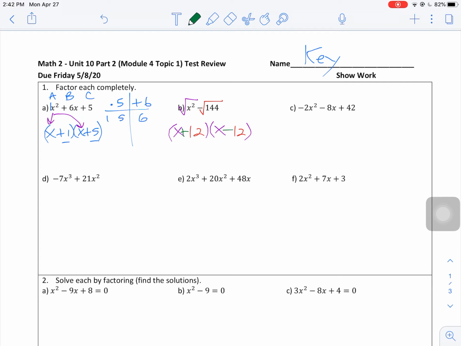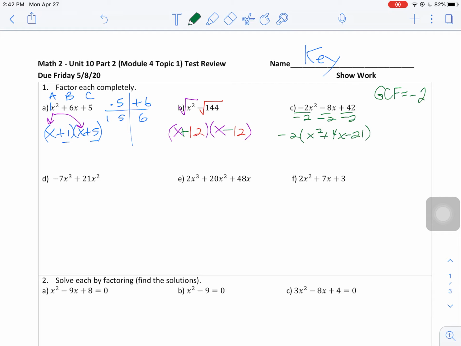For letter C, is there a greatest common factor other than 1? Yes. All of those coefficients are divisible by 2. Since the first term is negative, we want to take out a greatest common factor of negative 2. That'll make factoring the leftovers in the parentheses easier. So that's why we've trained ourselves to divide out a negative GCF if the first term is negative.